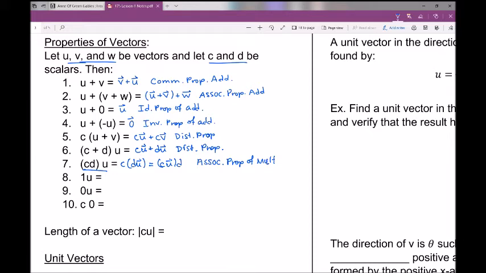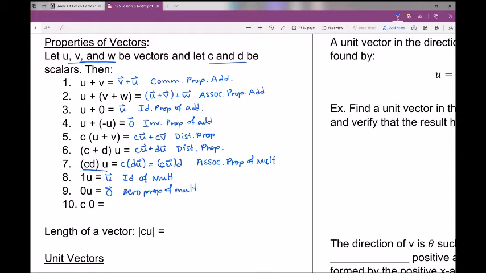All right. And then if you have 1 times u, you just get the vector back, which is your identity property of multiplication. And if you multiply 0 times u, you would just get back the 0 vector, which is just your 0 property of multiplication.